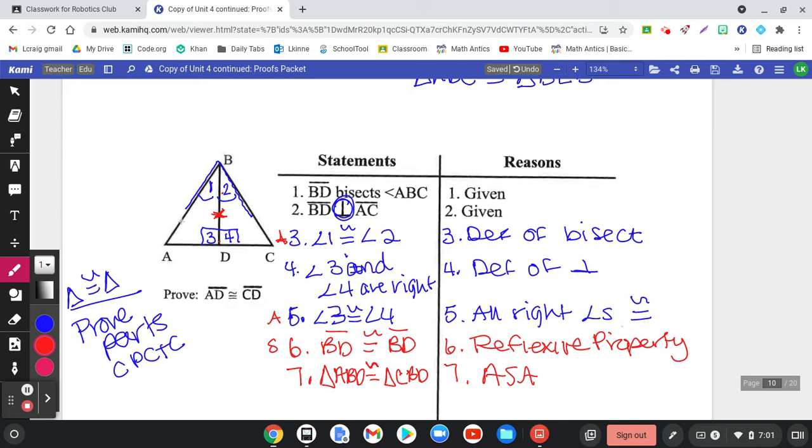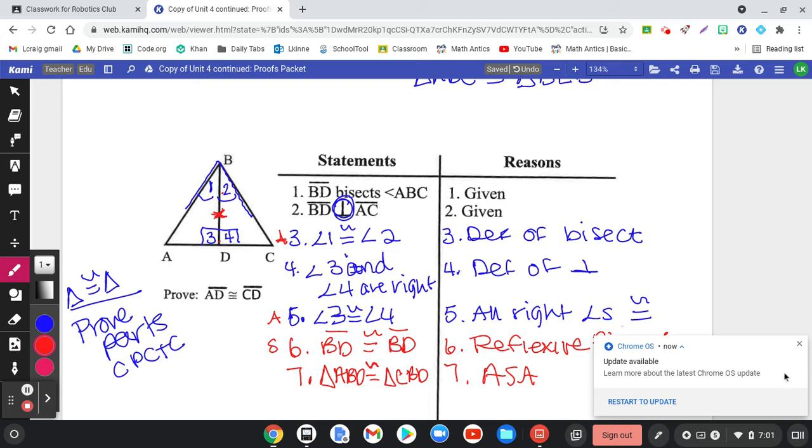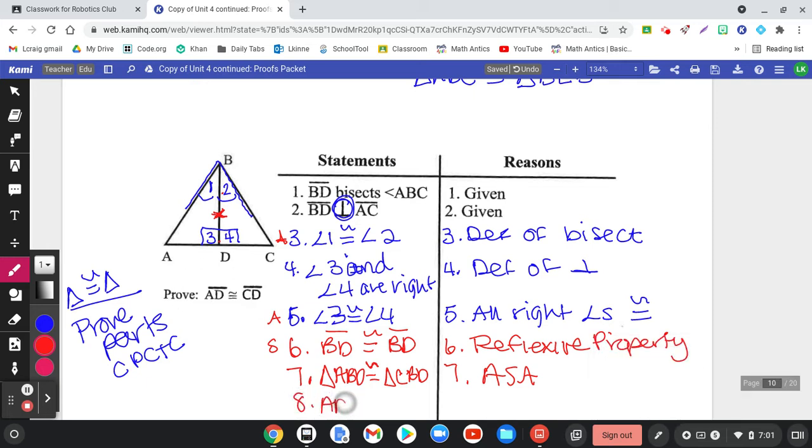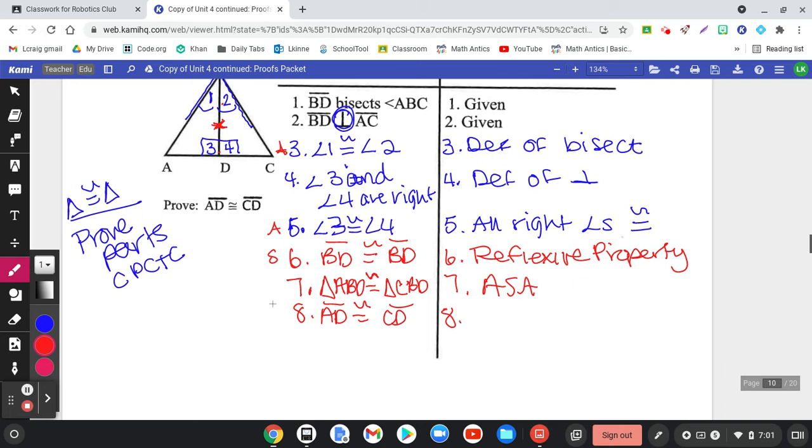So we could say angle A is congruent to C by CPCTC, or side AB is congruent to CB, but we're proving AD is congruent to CD. And again, that's by corresponding parts of congruent triangles are congruent.